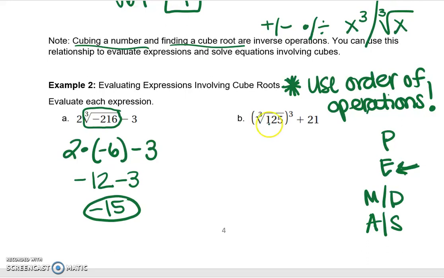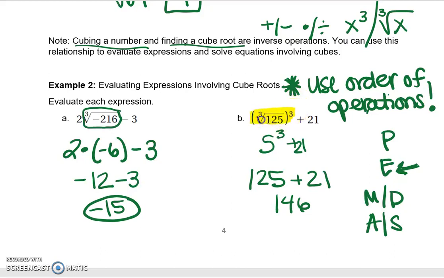Okay, part B, the cube root of 125 cubed plus 21. So we're first going to do the cube root of 125, and the cube root of 125 is 5. And then I still have it cubed there, plus 21. So 5 cubed, 5 times 5 times 5 is 125. Plus 21 is 146.